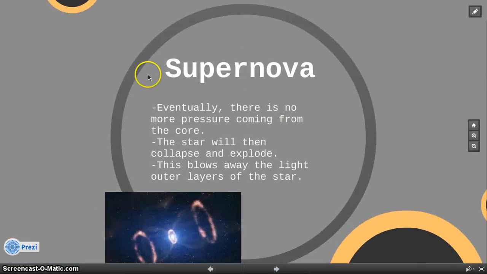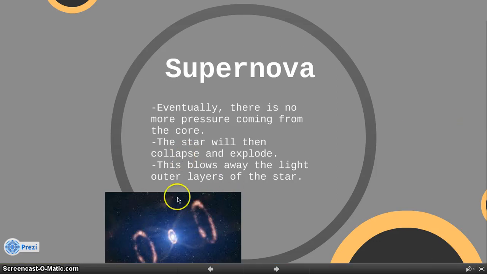And so after the red supergiant phase, there will be a supernova, which is a really awesome explosion. Okay, eventually, there's no more pressure coming out from the core of the red giant, or red supergiant. Alright, so what happens then? The star collapses incredibly fast, and then it reaches kind of a tipping point and it explodes.